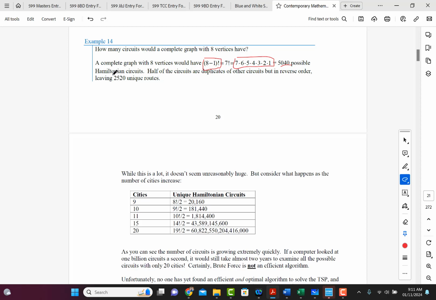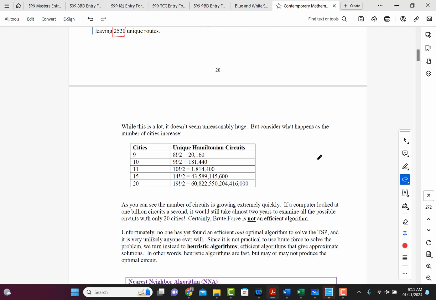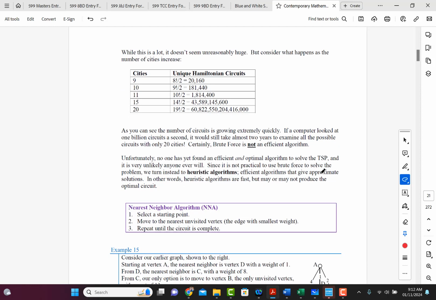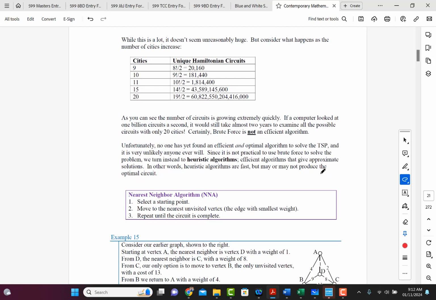So as far as duplicates of other circuits, but in reverse order, this is what we'll have. We'll end up with 2,520 unique routes. Okay? Now, while this is a lot, it doesn't seem unreasonably huge, but let's consider what happens as the number of cities increases, right? Look at this.